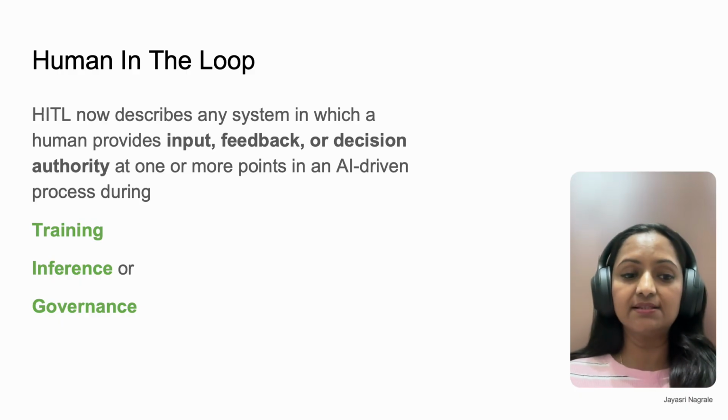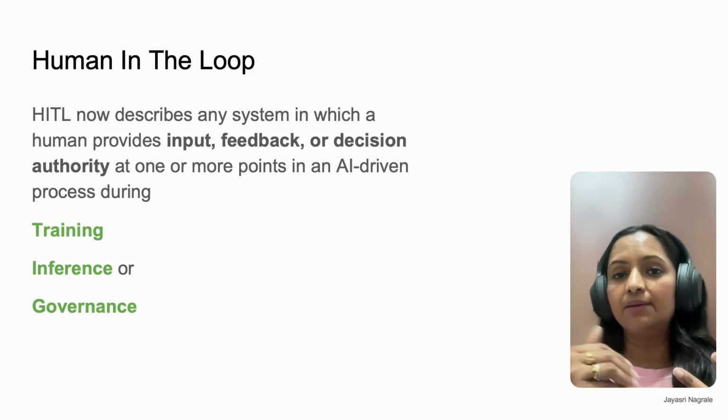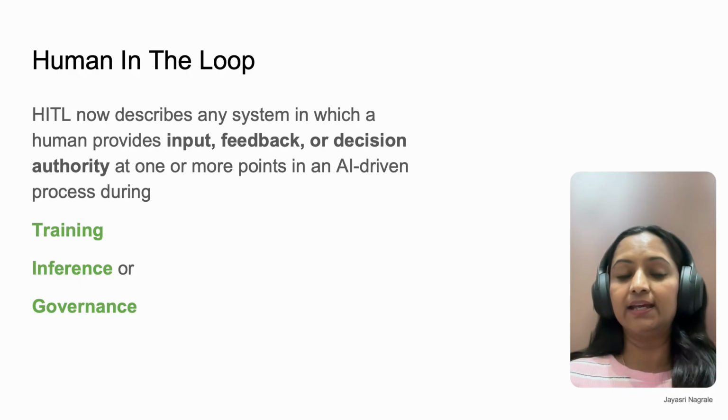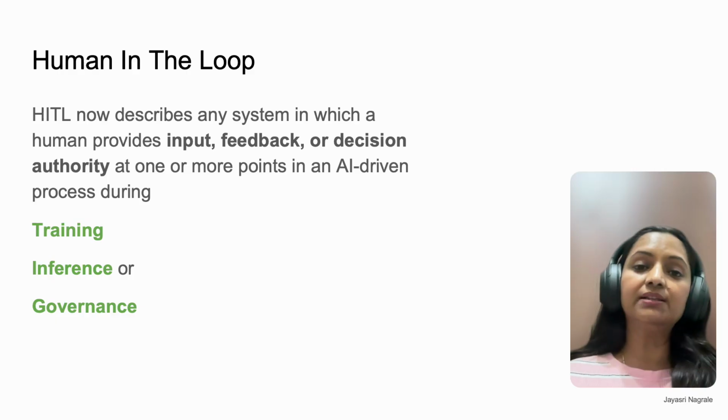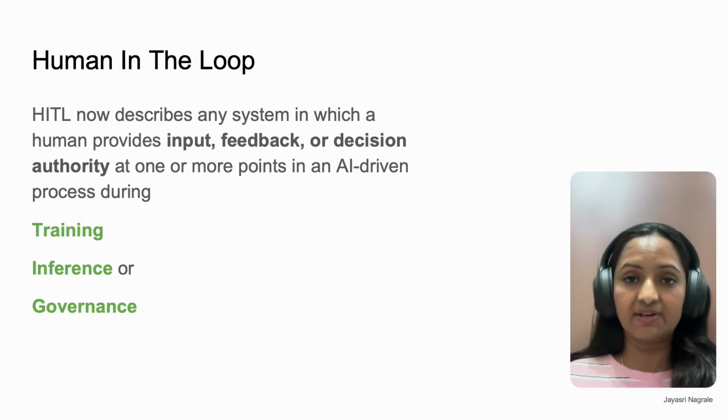What are those three stages? You can have humans giving their input, feedback, and decision authority during the AI training. You can have humans giving their input, feedback, or decision authority during the task, as in when it is happening.